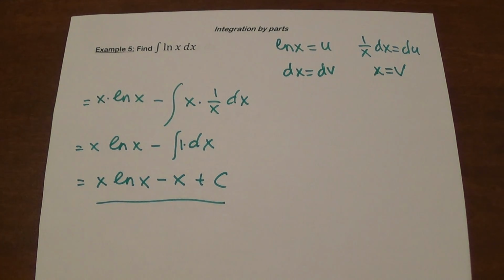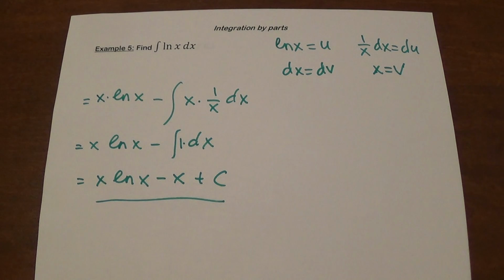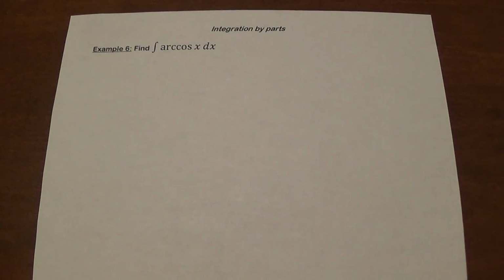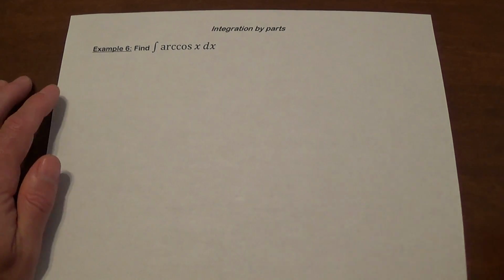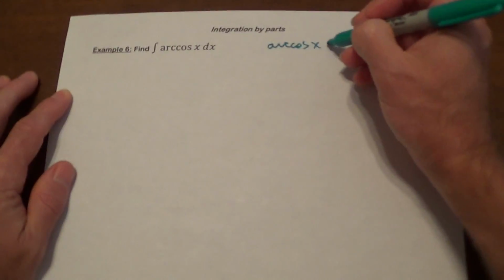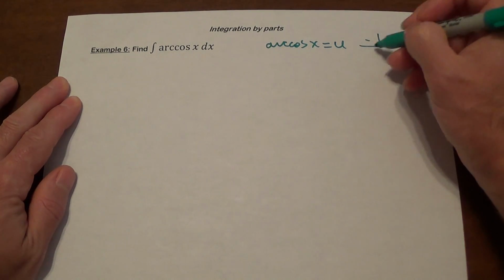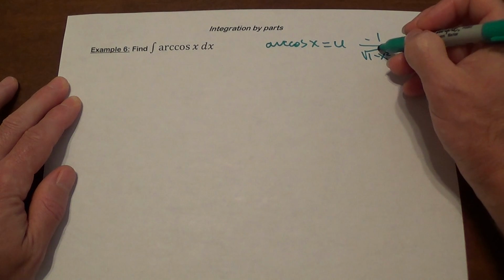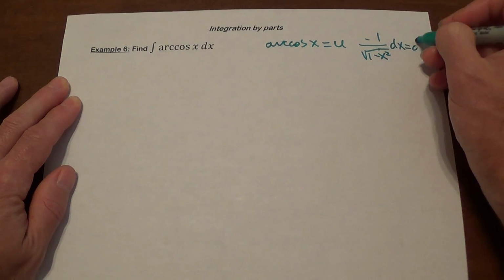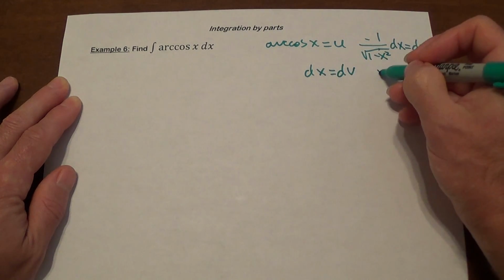Okay. And I'm going to show you one problem where it gets a little tricky. Somewhat similar to this, but it does require for you to remember some formula. So the integral of arccosine x dx. I'm sure you know how to differentiate arccosine, but what about integrating that? So again, not my choice here. Arccosine x is going to be our u. The formula, if you remember that, is negative 1 over square root of 1 minus x squared dx equals du, and then dx is going to be dv, which means x is v.